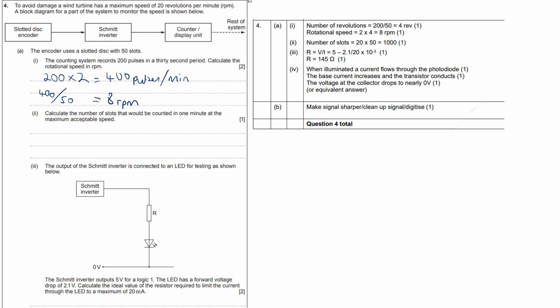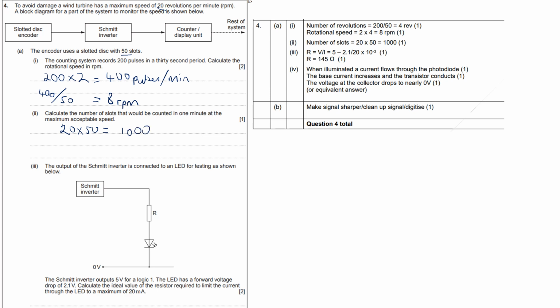Okay, so number of slots. So 20 revs per minute. Oh, sorry, yeah, number of slots. Yes, 50 slots, sorry about that. 400 pulses. So you've got 50 slots and 20 revs per minute. Literally multiply the two together to give you the total number of pulses. So 20 multiplied by your 50 will be 1,000. Hope that makes sense.